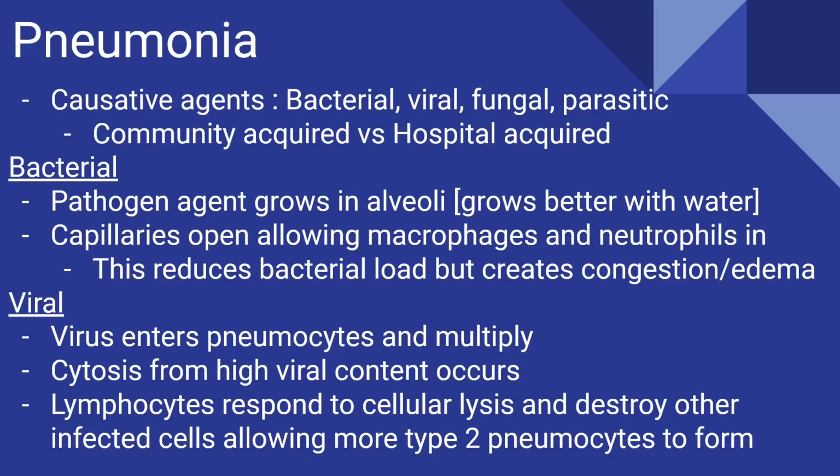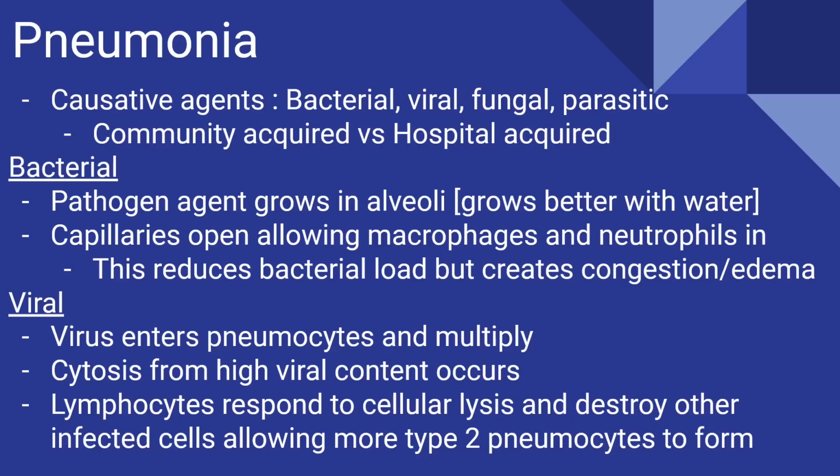And so when we're thinking about bacterial, we've got to think that the pathogen is growing within the alveoli, and it's going to grow better when it has water or some kind of nutrient to feed off of. So anytime any kind of aspiration event is definitely going to increase the risk for bacterial pneumonia. And so what will happen in bacterial pneumonia is these capillaries will open, allowing macrophages to enter the alveoli. That's the cellular immunity. And it's going to reduce the bacterial load, but it causes a lot of congestion and edema by doing that. So that's where you start to see things show up on X-ray.